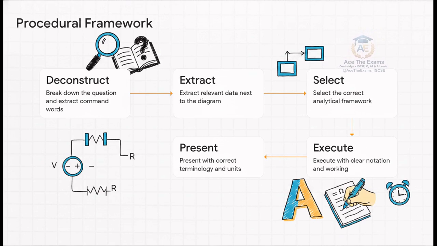Present with correct terminology. Do not just write the number 6 at the bottom of the page. Write 6.0 amps. By applying these exact 5 steps religiously, you systematically build an impenetrable wall of logic that the examiner literally has to award marks to, even when you're under the intense pressure of a ticking clock.